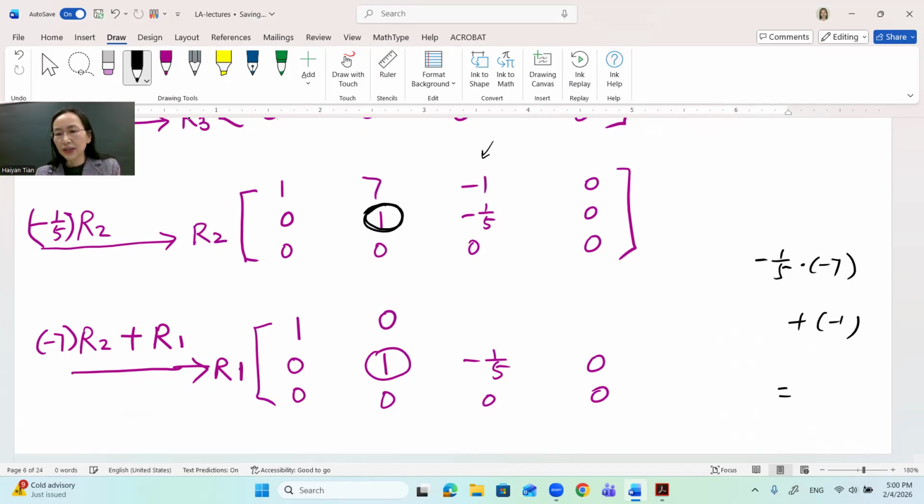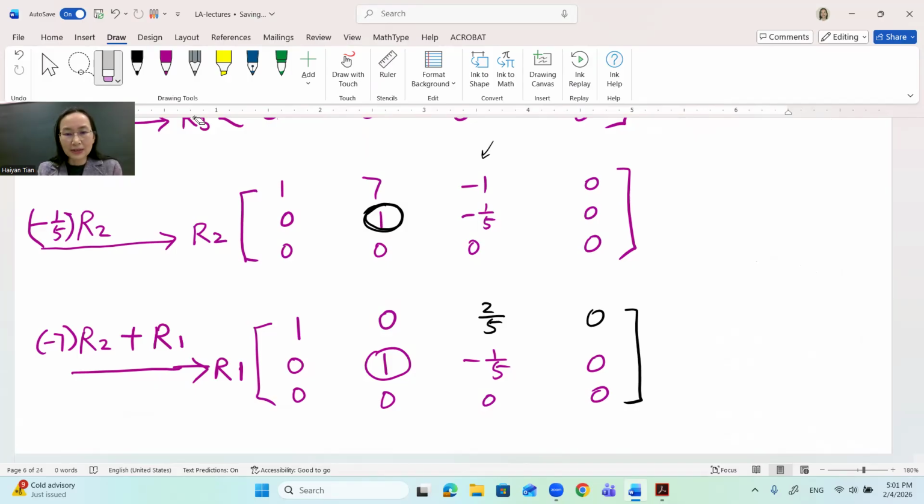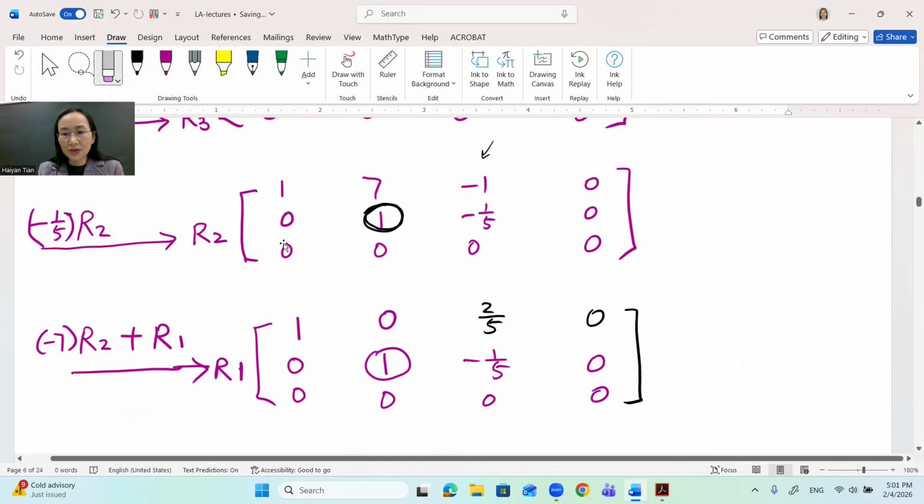What is the number? The number is 7/5 plus -1, so then we get 2/5. And this last column is always a column of 0. You do not have to write the column of 0, as long as you remember that for a homogeneous system, during the process of row reduction, that last column is always a 0 column.